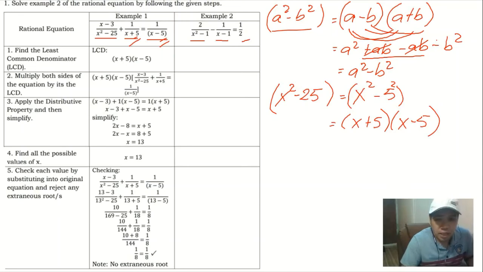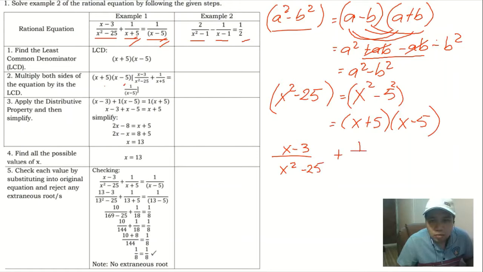So, multiply both sides. Kaya anong nangyari ay ito. So, x plus 5 times x minus 5, nawala na yung denominator. Pero paano nangyari yan? Say natin, we have x minus 3 all over x squared minus 25 plus 1 over x plus 5 is equals to 1 over x minus 5. Pero bago ko i-multiply, assume natin na ganito yung denominator.